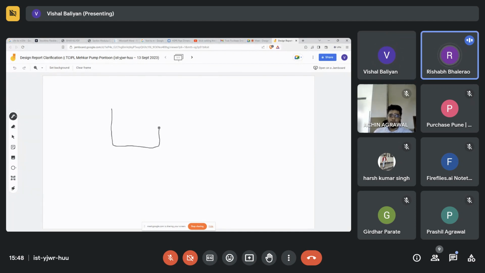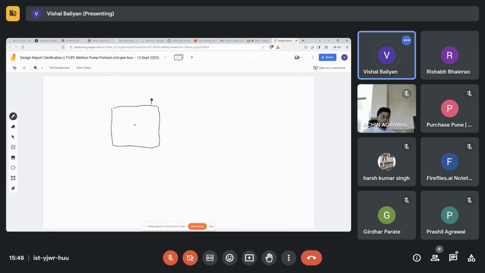Let's say we have a cross section of the pontoon like this, and its center of gravity is here initially at the center. And let's say we apply a load here, which is off center. So this center of gravity will shift to a new point. So what will happen now is this total displacement will act through this point.